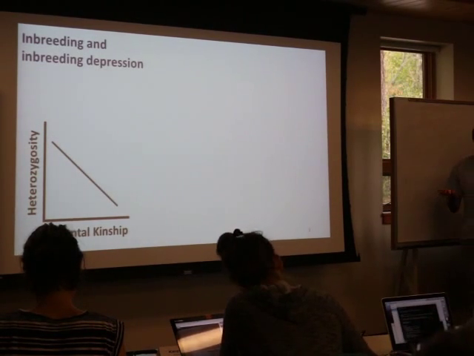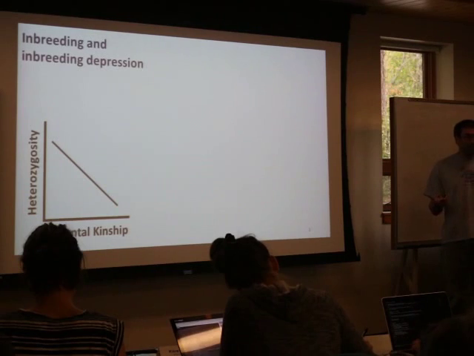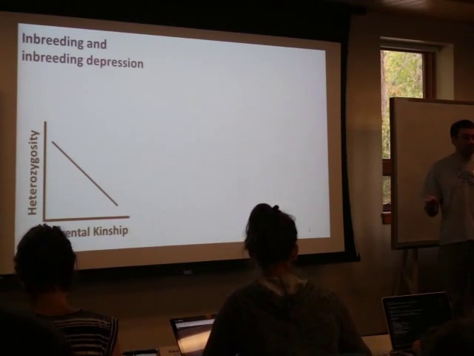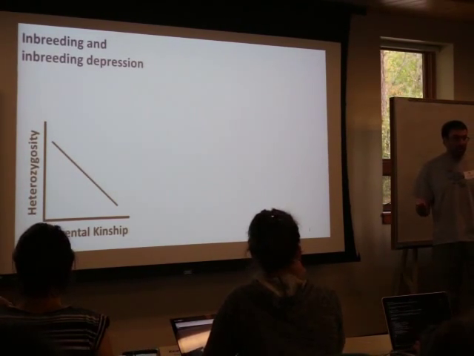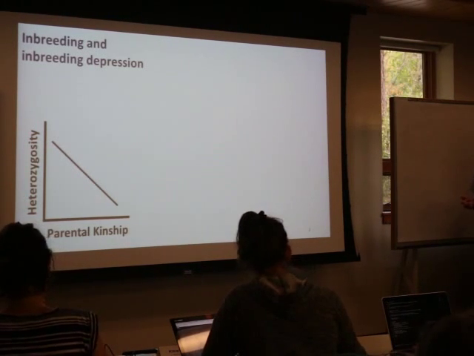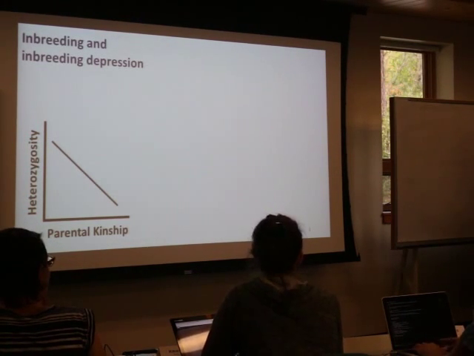We can define inbreeding simply as mating between relatives. So an individual whose parents are related to any extent is inbred to some extent. So everyone here is inbred to some extent, particularly me from Tennessee.